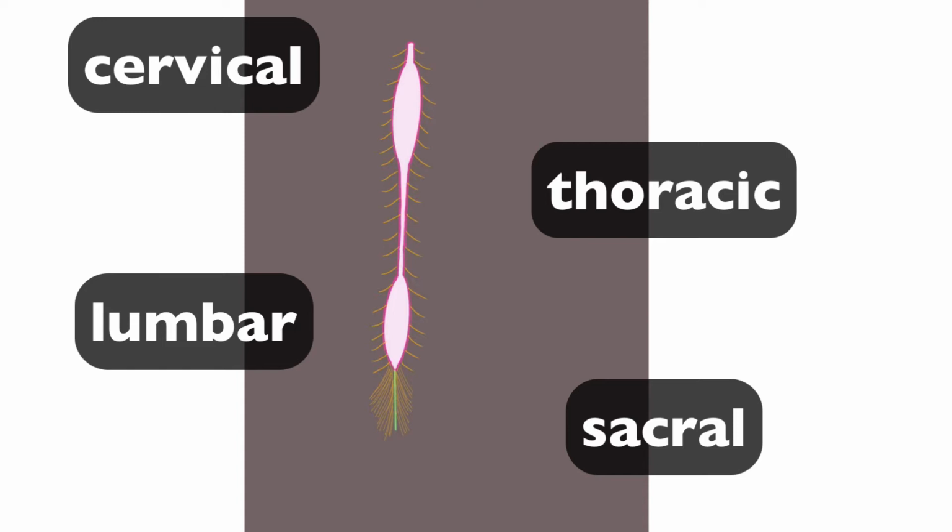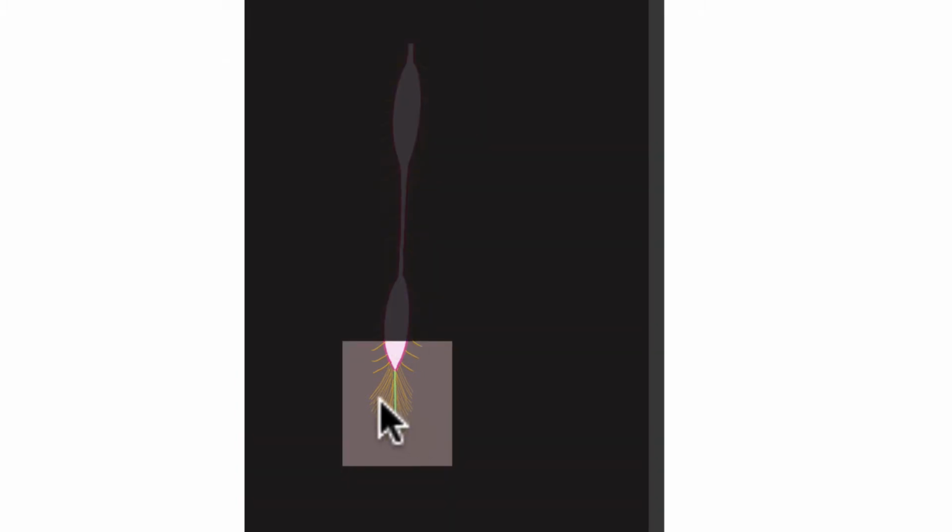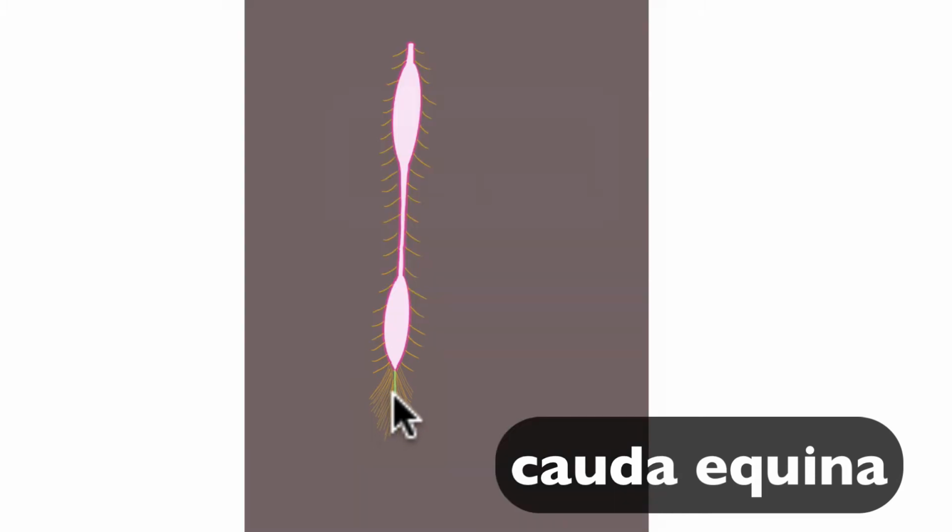What we see here in this image are 2 enlargements, one at the cervical region of the spinal cord known as the cervical enlargement and the lumbar enlargement. Coming off the inferiormost aspect of the spinal cord is a collection of nerve fibers known as the cauda equina. This green structure right here is the filum terminale, which binds to the coccygeal vertebrae, helping secure the spinal cord.